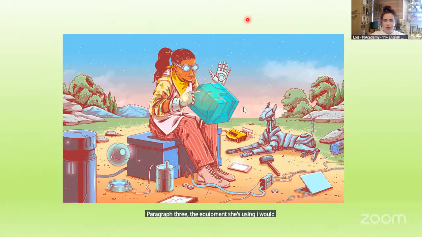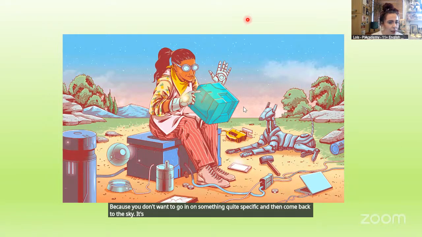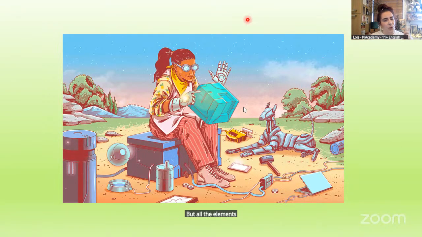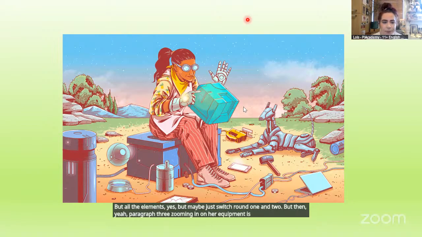I would switch around two and one if I were you, because you don't want to go in on something quite specific and then come back to the sky. It's going to feel a little bit out of order. But all the elements, yes, but maybe just switch around one and two. But then, yeah, paragraph three, zooming in on her equipment is a really good idea.